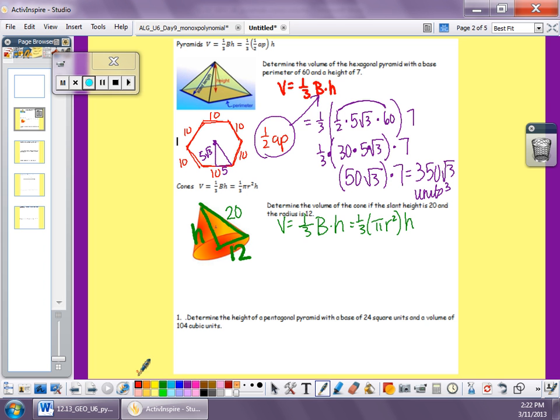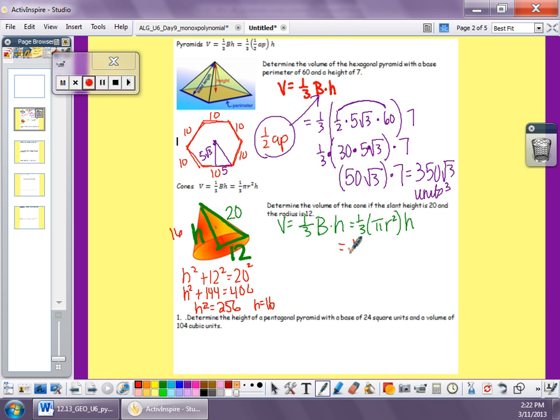So I'm going to come over here and do h squared plus 12 squared equals 20 squared, because realistically that's a right triangle in there. So this gives me h squared plus 144 equals 400. Subtract the 144 from both sides. That would give me h squared equals 256. Take the square root of both sides to get rid of the square. So h is equal to 16. If you look at that, that's really a 3, 4, 5 triangle. You just multiplied every side by 4.